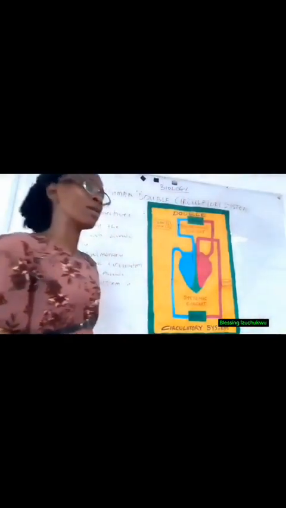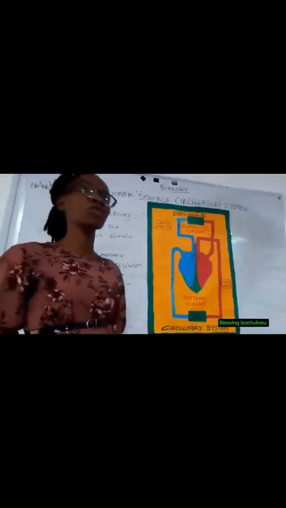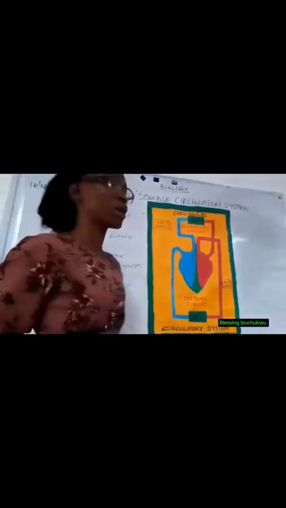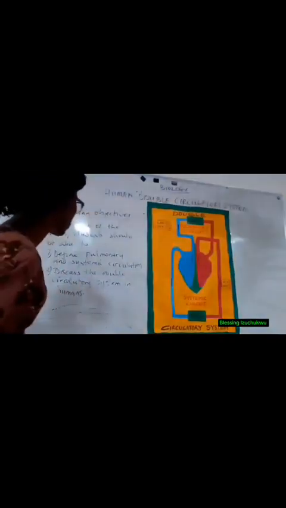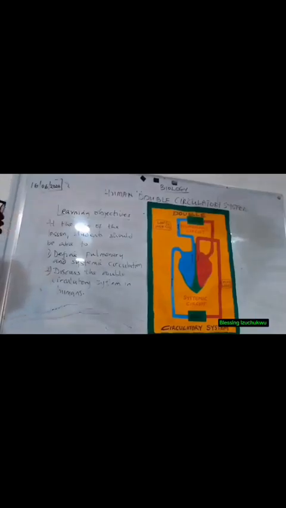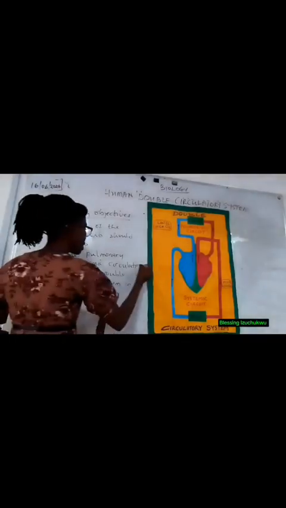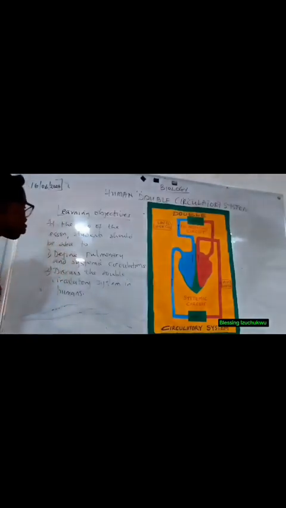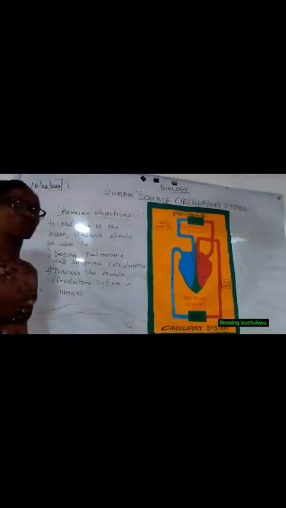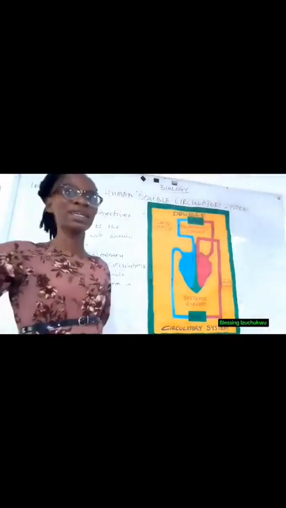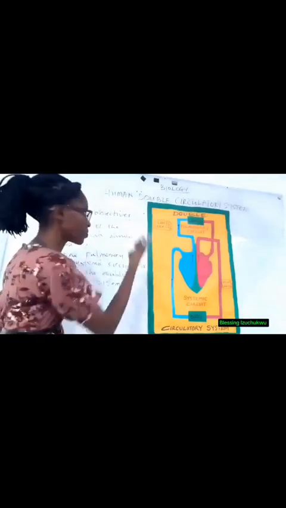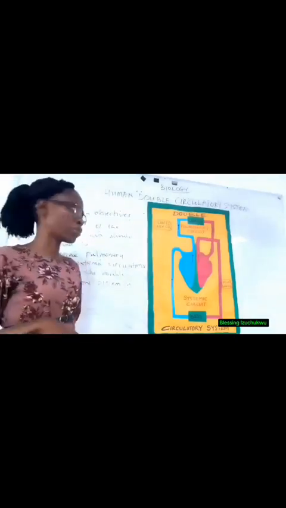We are going to apply the knowledge of what we've learned in the previous class to explain the concept of the human double circulatory system. So our learning objectives for today's class are that at the end of this lesson, you should be able to define what we call the pulmonary and the systemic circulations, and also discuss the double circulatory system in humans.